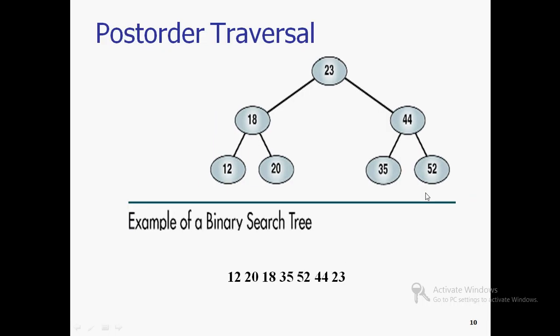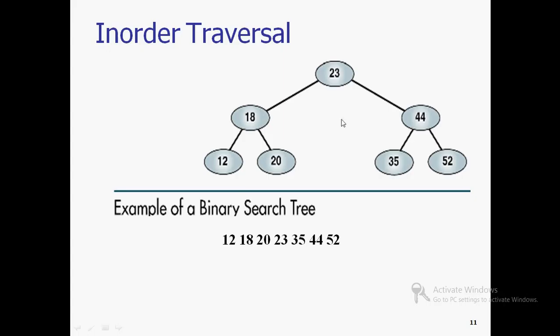Similarly, post-order traversal is nothing but left, right, followed by the root node. Coming to 23, first left is 18, and for 18 left is 12. First we visit 12 and come back, and we do not have any further children for 12, so we take 18, and the right subtree 20 is visited, and next once again we consider the root node 18. Similarly, we visit the right subtree of 23 which is 44. We get 35, 52, 44 and finally 23.